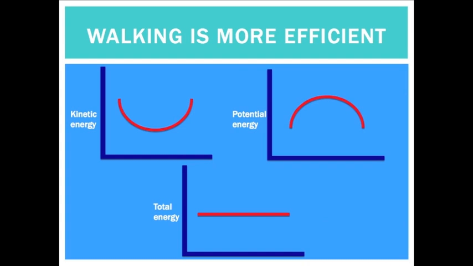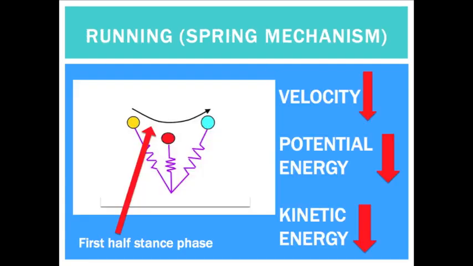As you can see from these graphs, the total energy is constant for walking because the kinetic and potential energy are out of phase. Throughout the entire stance phase, you are constantly recovering and returning energy to the system. As opposed to walking, during running, potential and kinetic energy are in phase with one another.